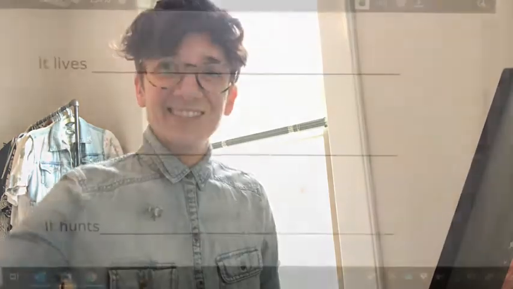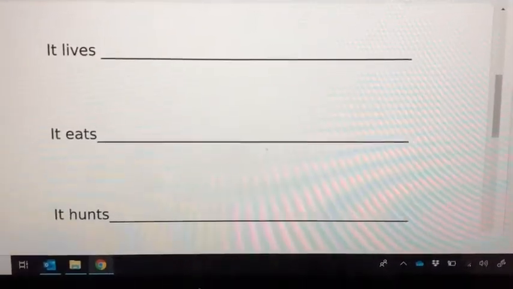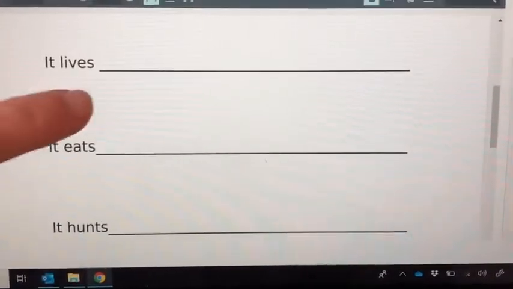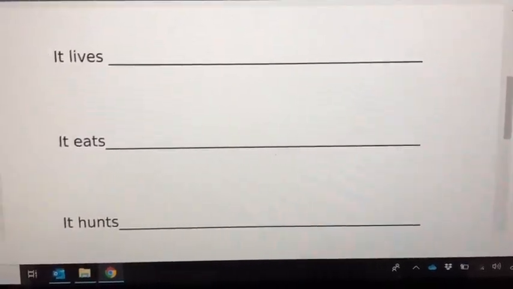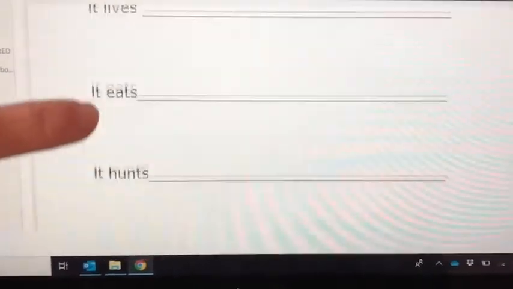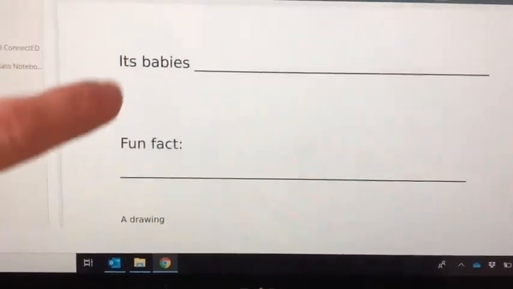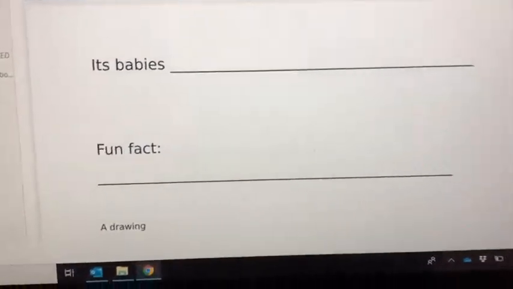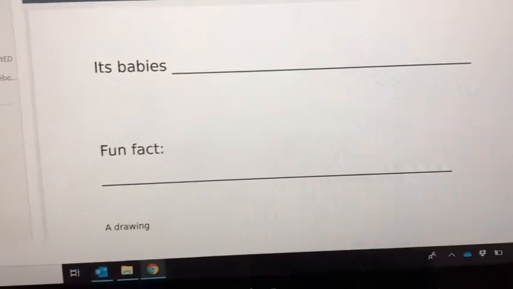And some things you can just know by looking at a picture of it. So I could write, it has 4 legs. I could also write, it has hair. For the next questions, I have to learn where it lives, eats, what it hunts. Also it has something about its babies, one fun fact, and then a drawing.